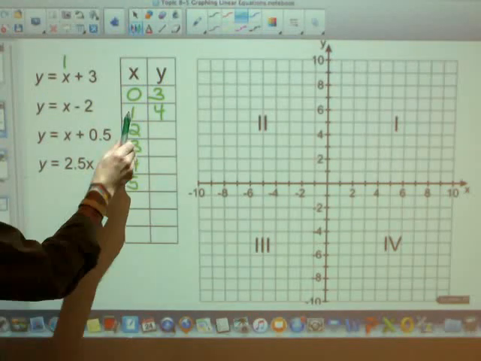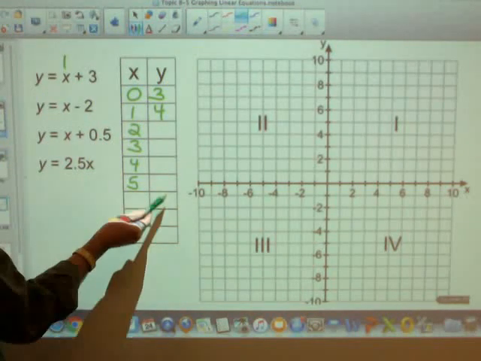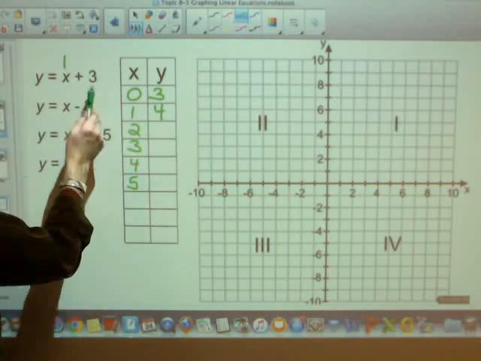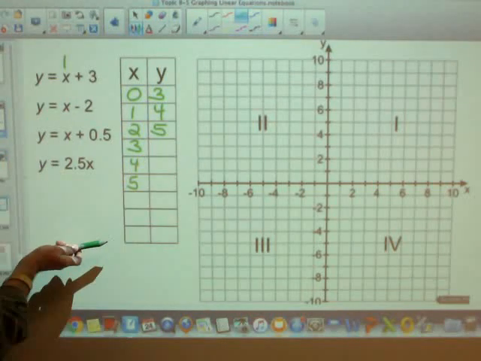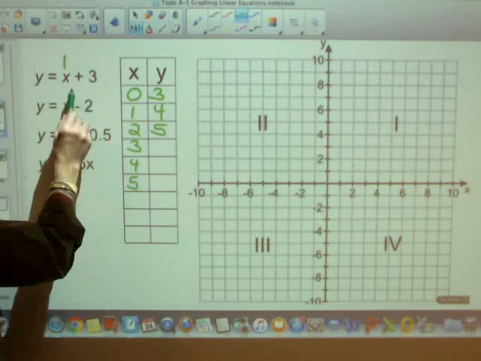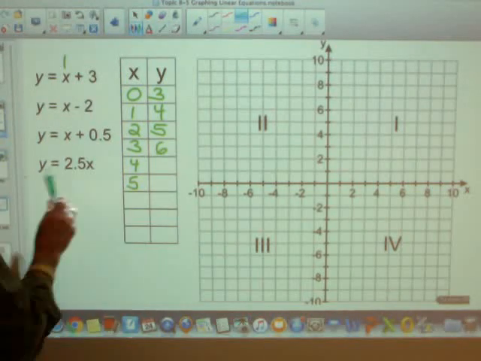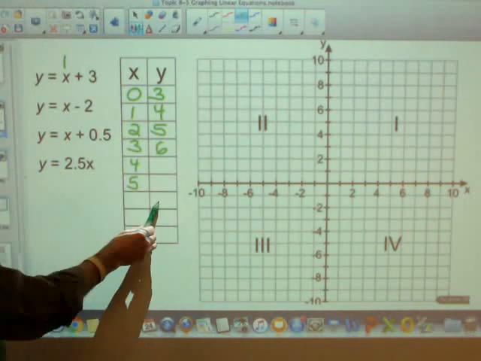So our y value would be 4. If we put 2 in there, it would be 2 plus 3 equals 5. So our y value would be 5. If we put 3 in there, 3 plus 3 is 6. Okay? And we would continue to do that.